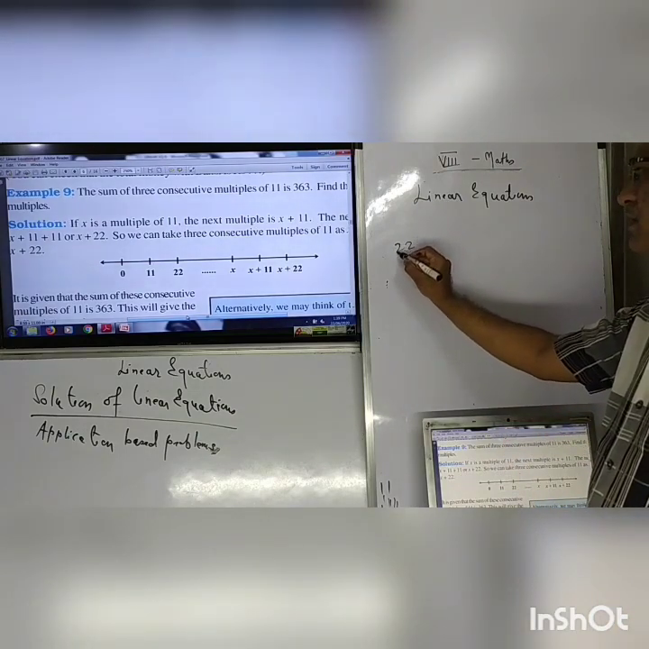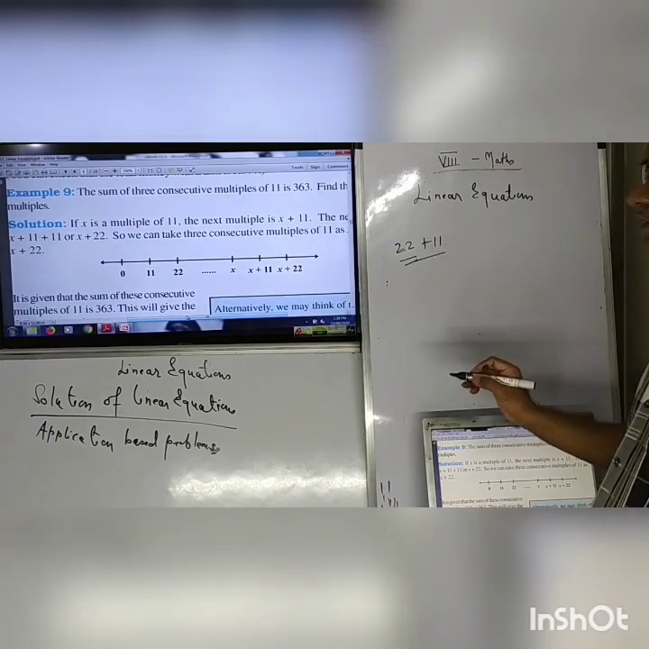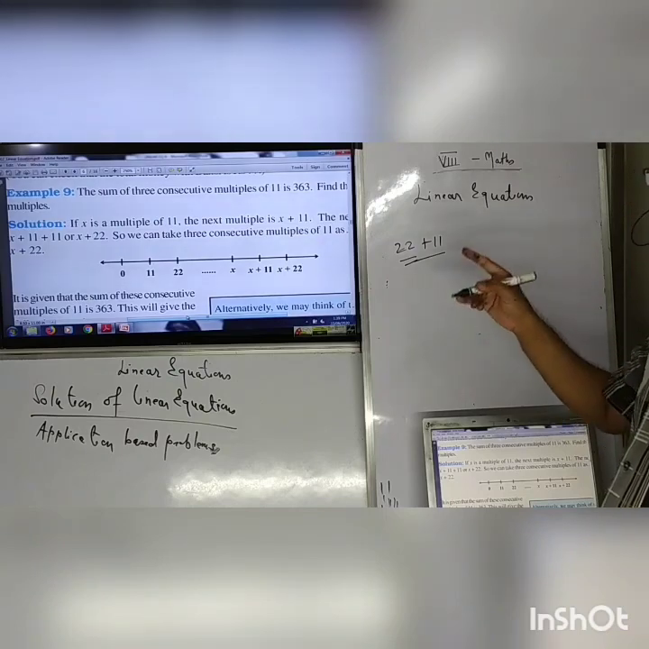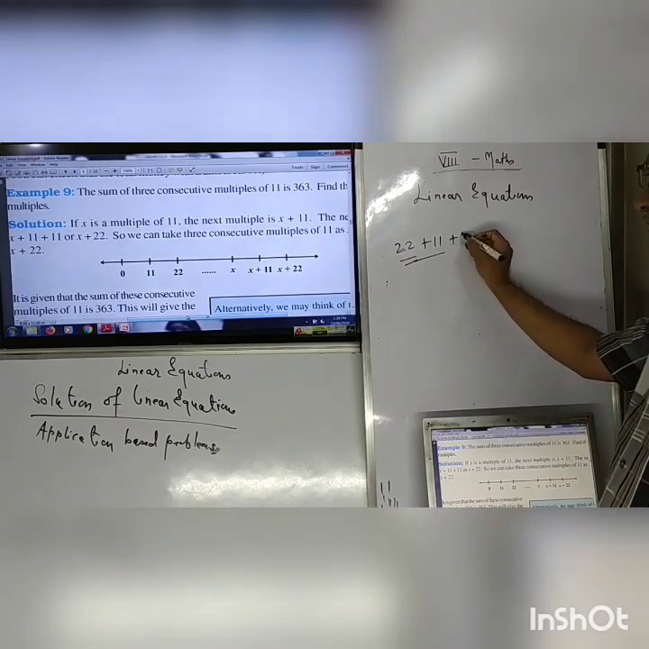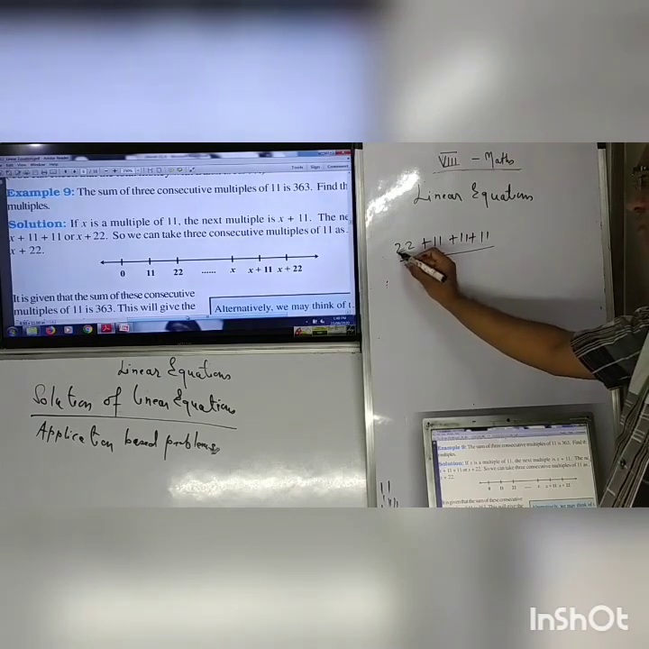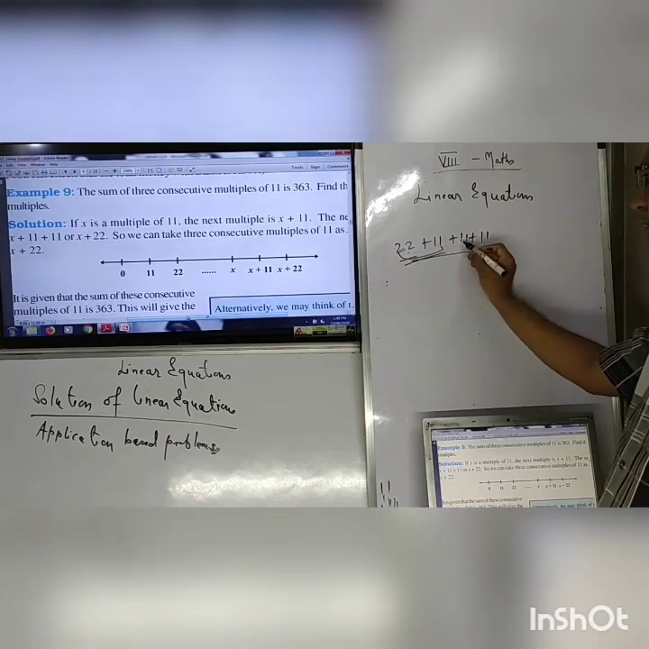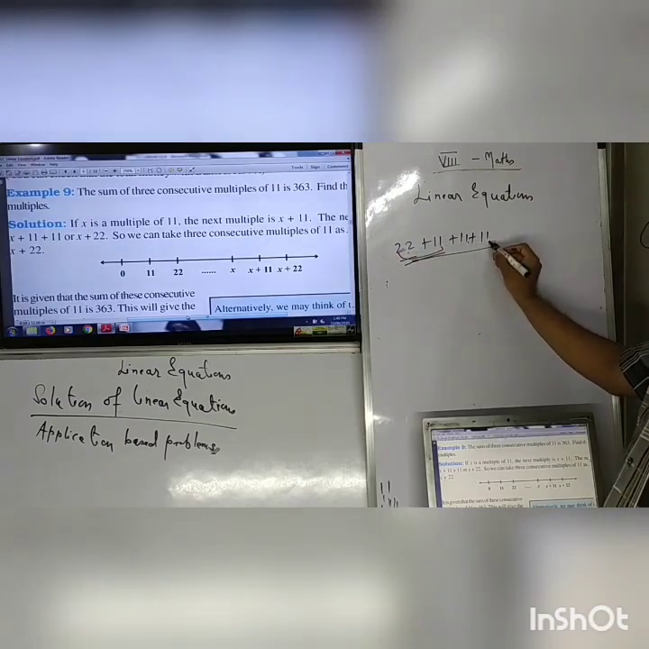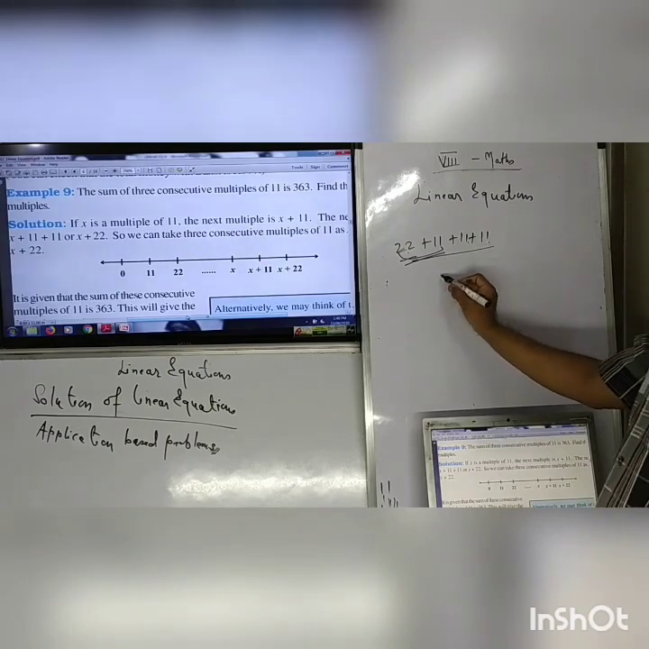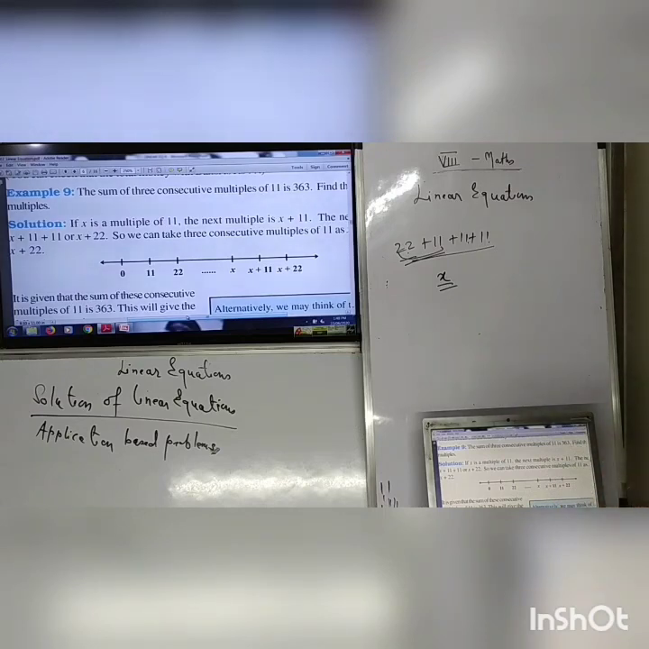Suppose 22 is the second multiple. Then to get the next multiple we have to add 11, and to get the next multiple we again add 11. So suppose 22 is one of the multiples. Then another is 33, next is 44, next is 55. So let the first multiple of 11 be x.